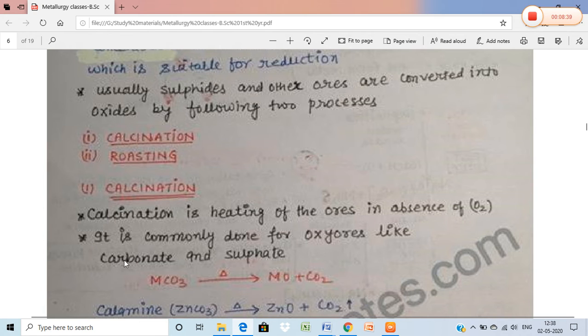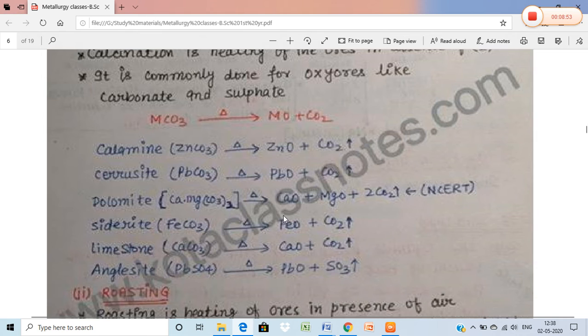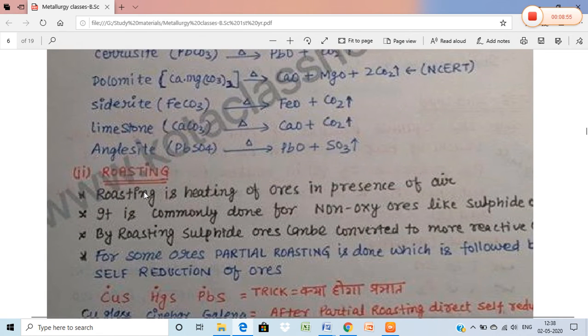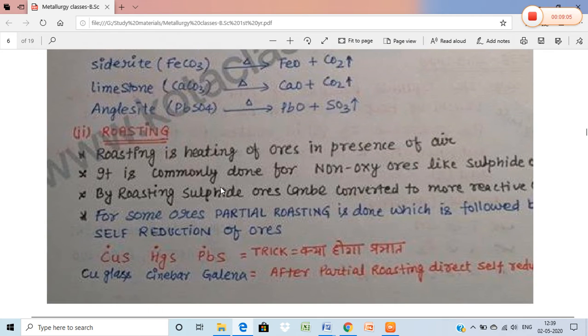These are mainly the carbonate and sulfate ores. It is commonly done for oxy ores like carbonates and sulfates. When you heat the carbonate ore, it gets converted to metal oxide and CO2 is removed. These are some of the examples shown here. And roasting is the process when the ore is heated in presence of air. That is, calcination is in absence of air, and roasting is done in presence of air. Roasting is used mainly for the sulfide ores.